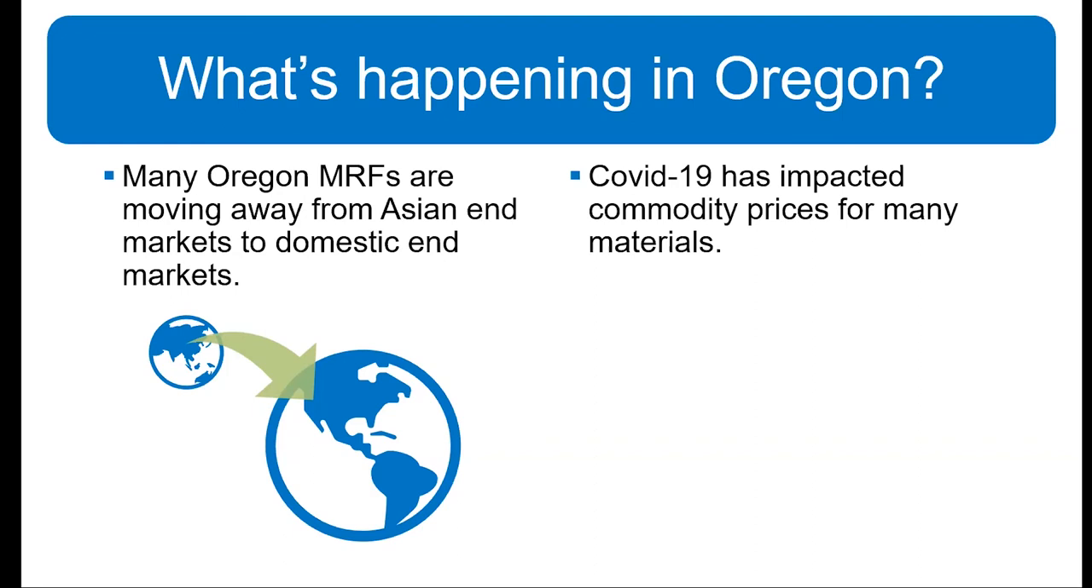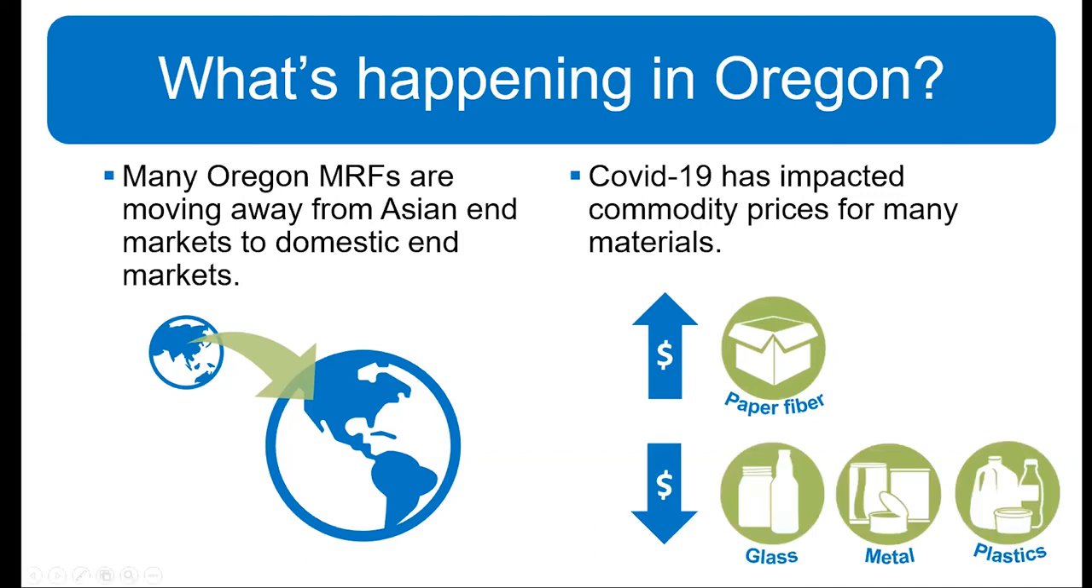COVID-19 has definitely impacted commodity prices, some for good, some for not so good. As of late July 2020, paper fiber has increased. A lot of that is boxes, people doing more online shipping, getting things sent to them, and having a big increase in cardboard. And then glass, metal, and most plastics have decreased.